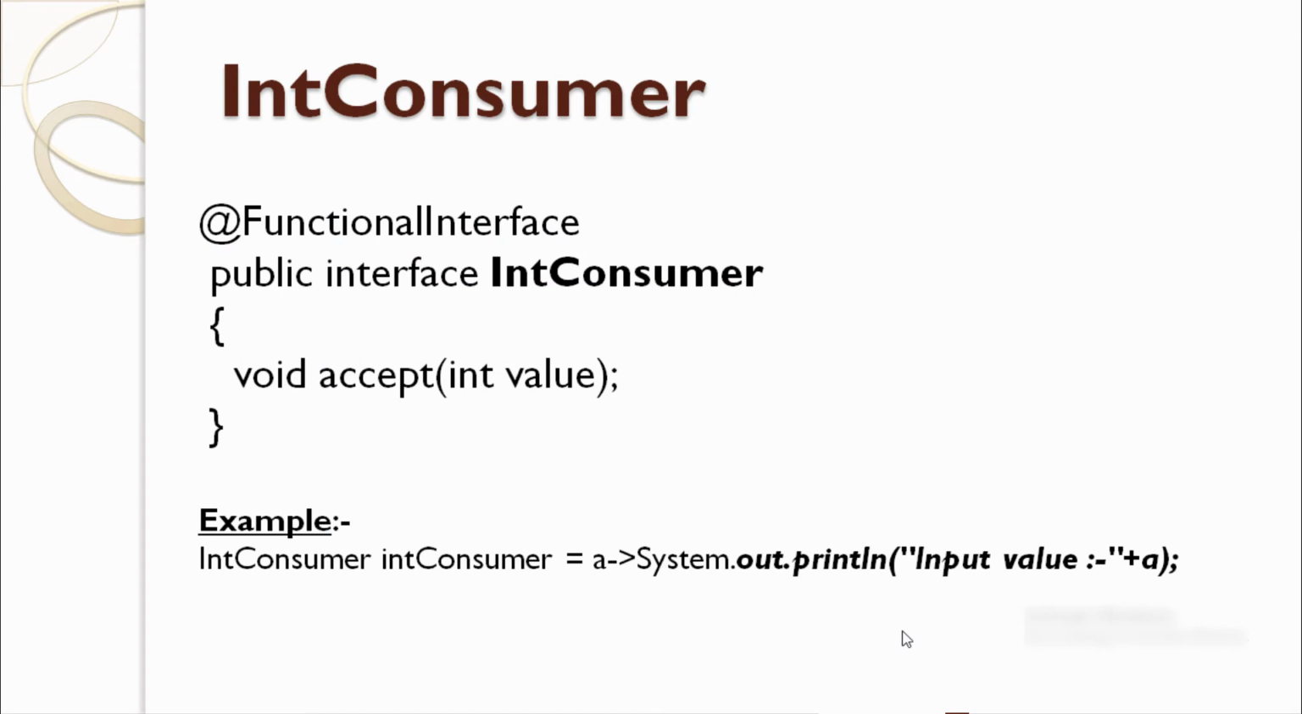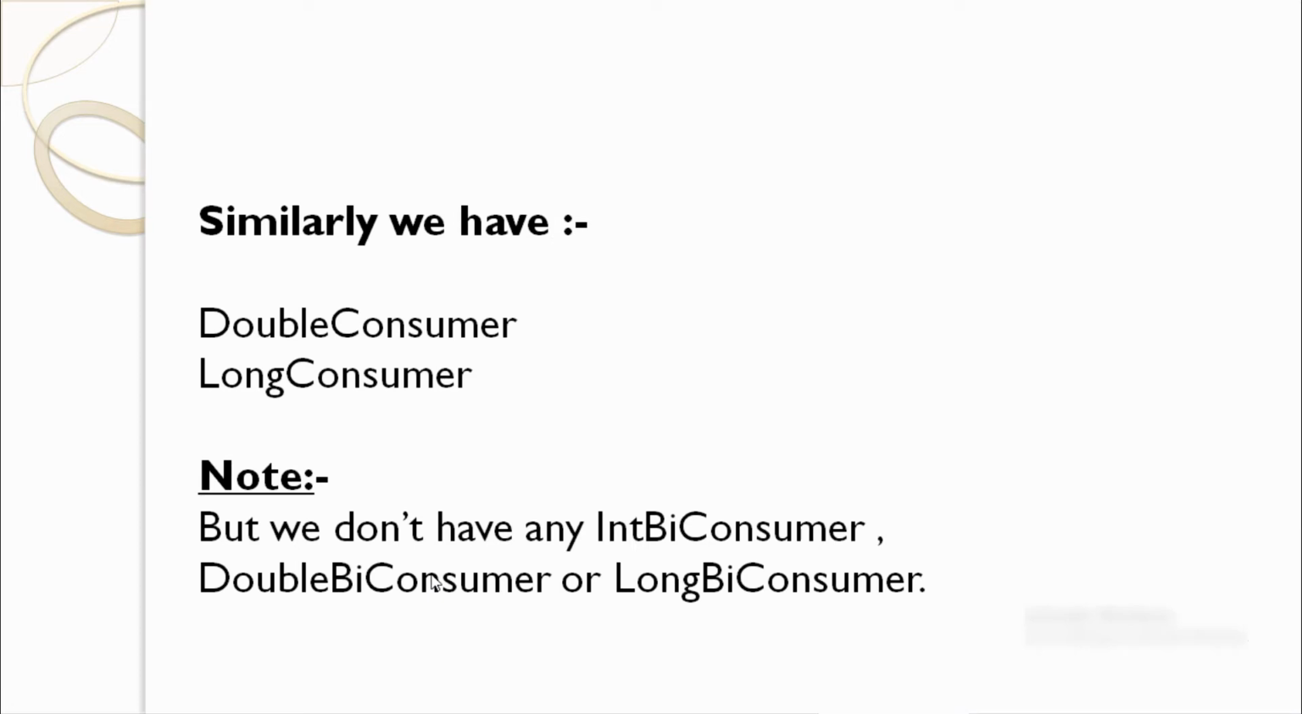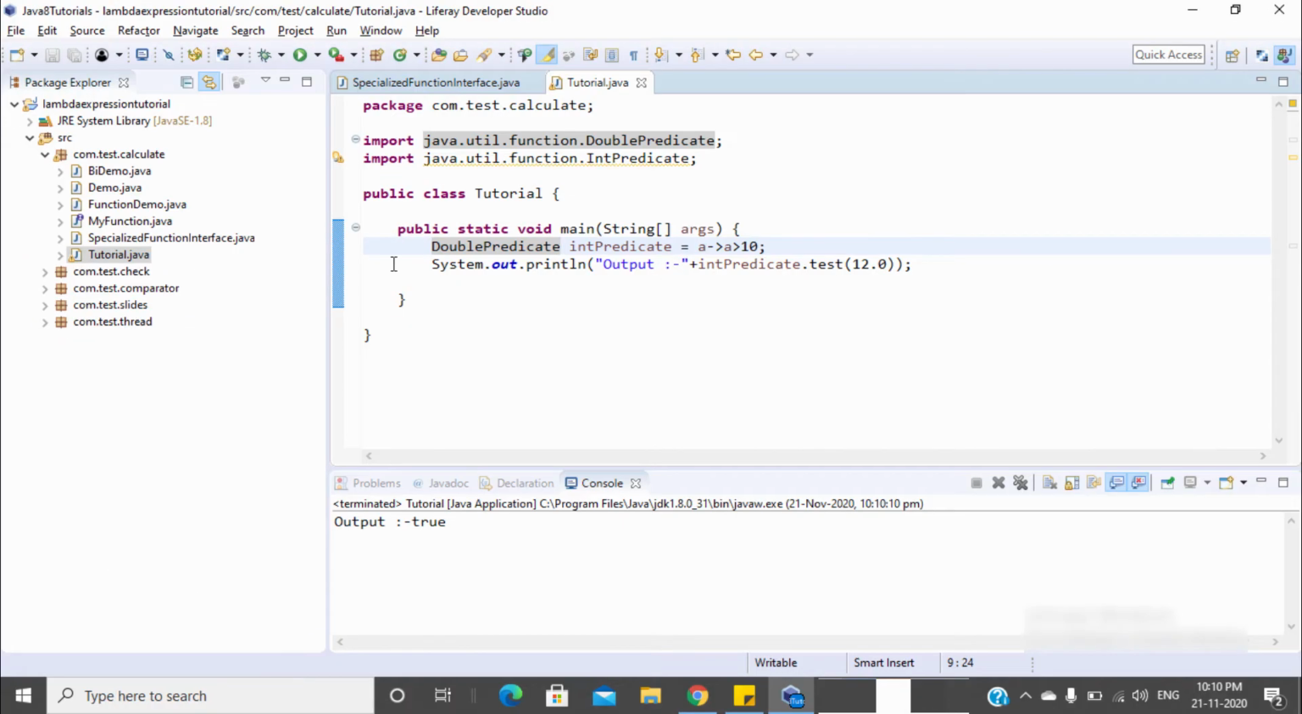Similarly we have IntConsumer. Previously we used Consumer and needed to provide the value. Now we have IntConsumer, so we know that it always takes an integer value. Similarly we have DoubleConsumer and LongConsumer, but we don't have IntBiConsumer, DoubleBiConsumer or LongBiConsumer. So let's check the example of this.